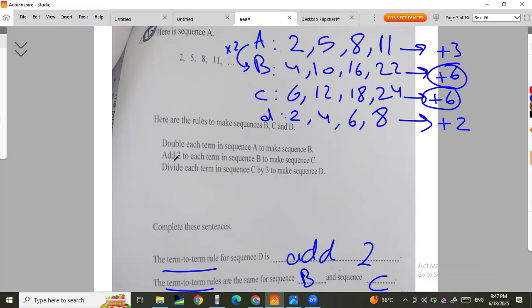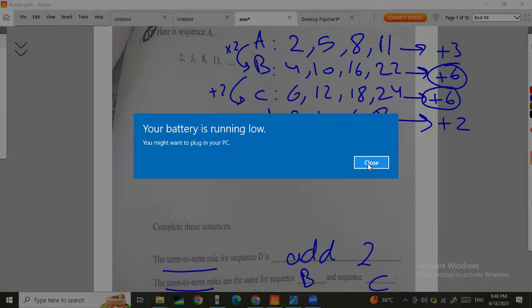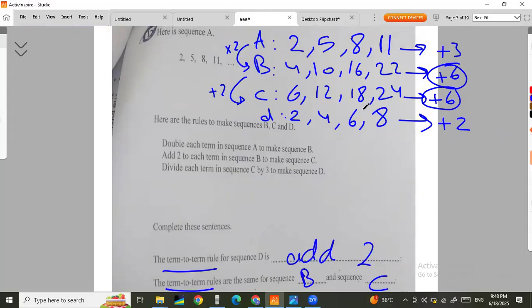Sequence C, they're saying to you, add 2 to each term in sequence B to make sequence C. Add 2 to each term in sequence B, it will give you sequence C. Add 2 to the 4, 6. Add 2 to the 10, 12. Add 2 to the 16, 18. Add 2 to the 22, 24.